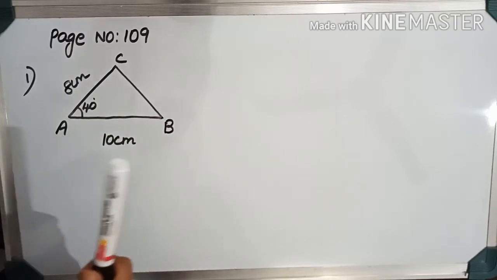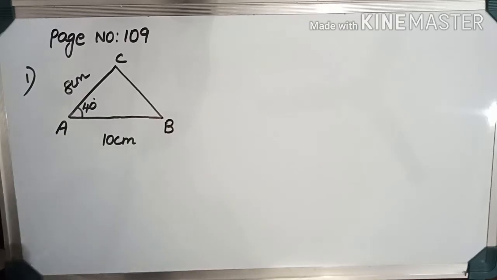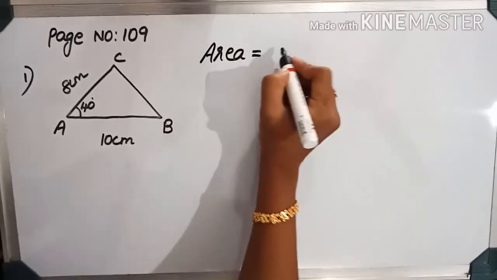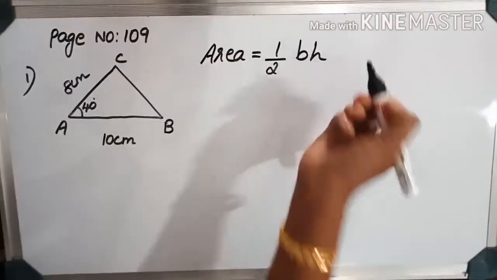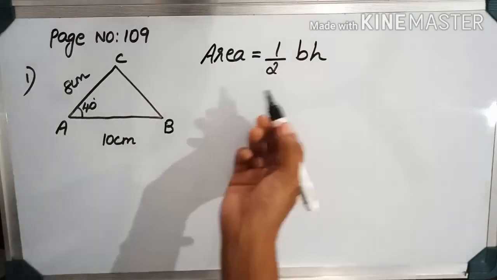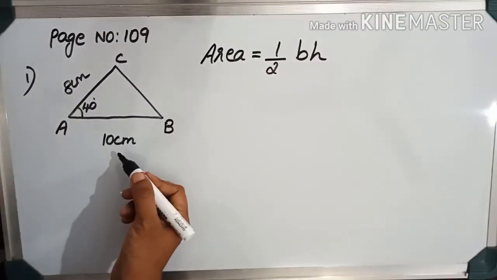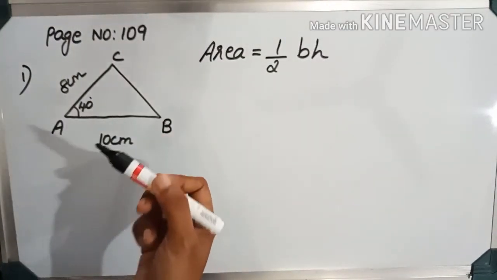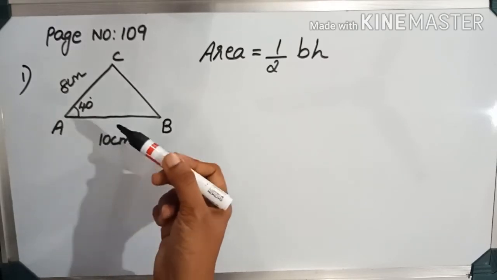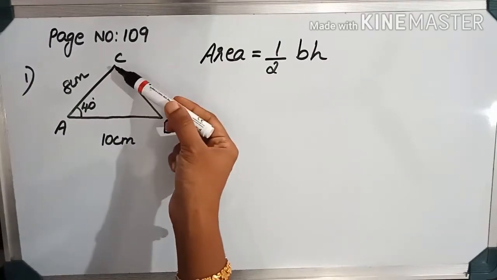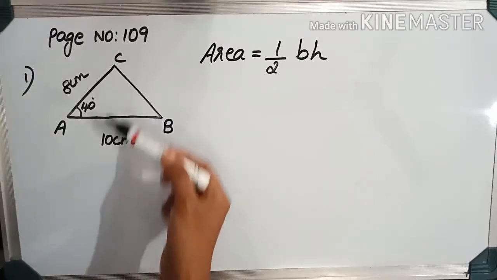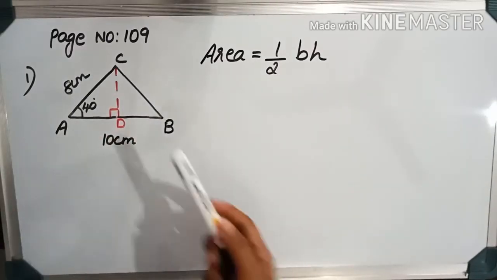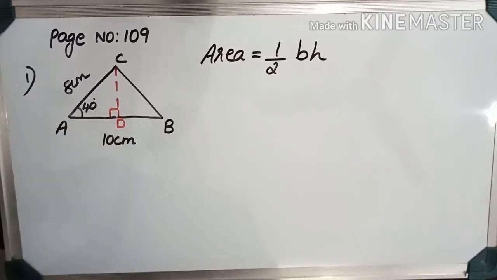Now the question is, what is the area of this triangle? Area of triangle equation is half BH. Here we have the base, which is 10 centimeter, and height we need, it is not given in the question. That means we have to find the height first. Height is the perpendicular distance from the upper vertex to the base. So we have to draw height here. Like this we can draw. Here CD is the perpendicular height of this triangle.